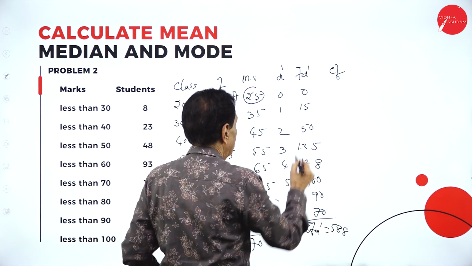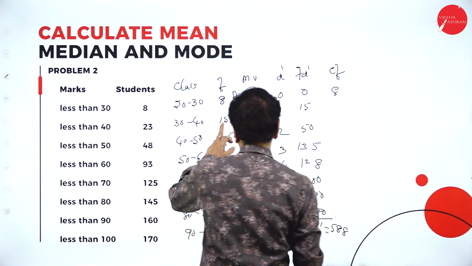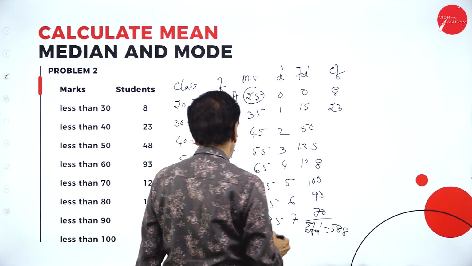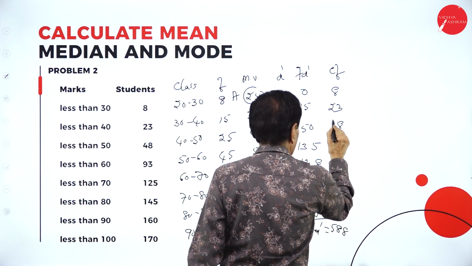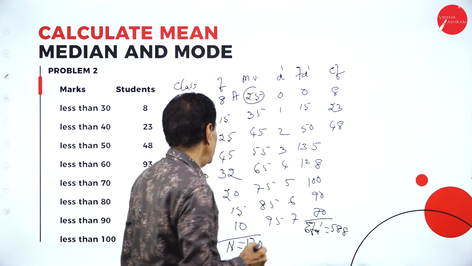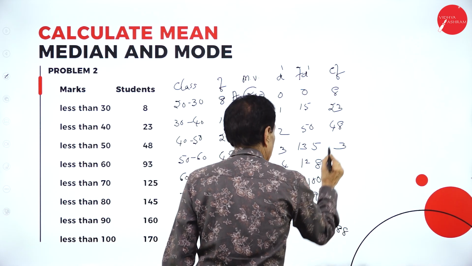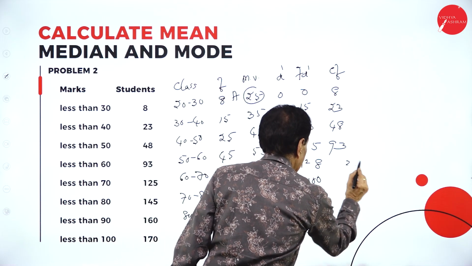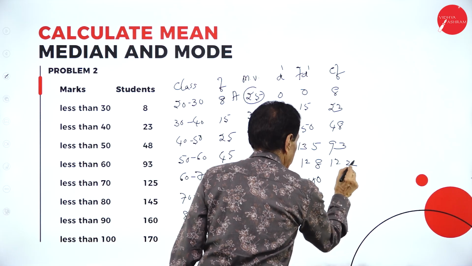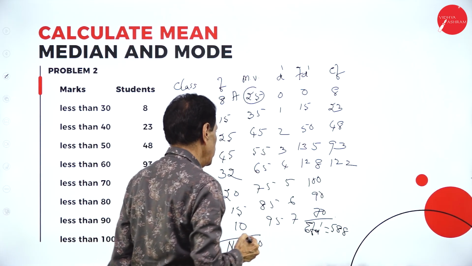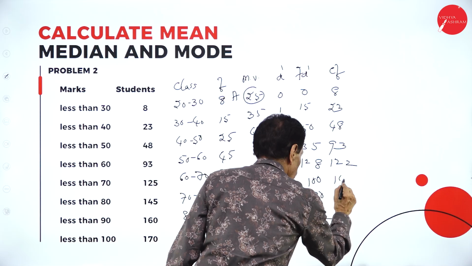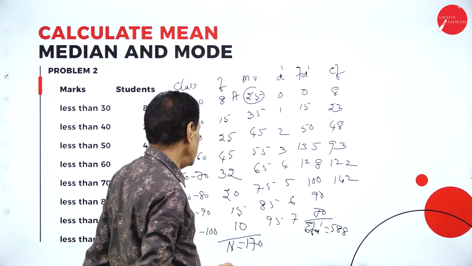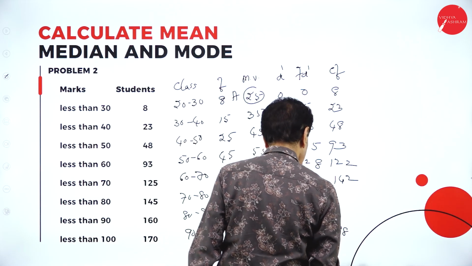What is the first frequency? 8 plus 15 is 23, plus 25. 3 plus 5 is 8. It is 48 plus 45, 93. 93 plus 32, 122. 122 plus 20, 142. 142 plus this is 15, 147, 150.